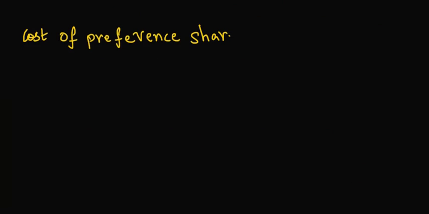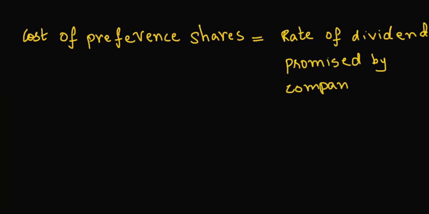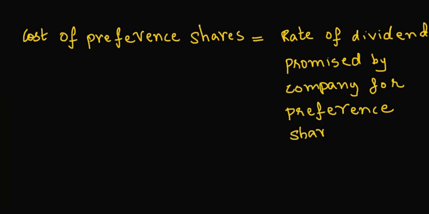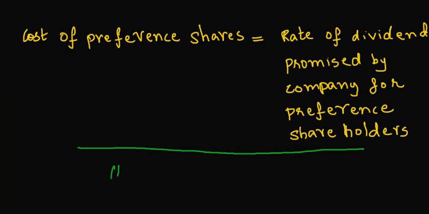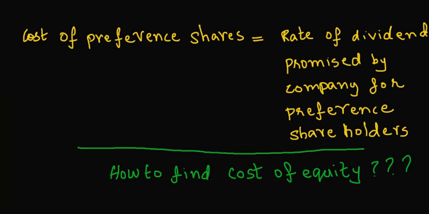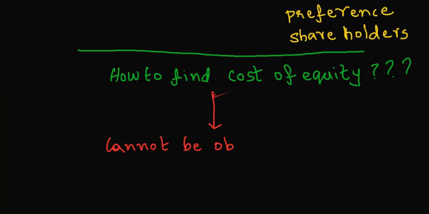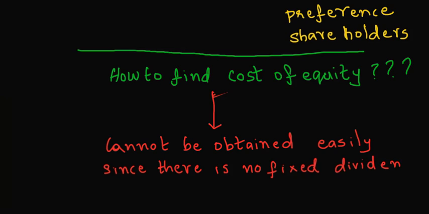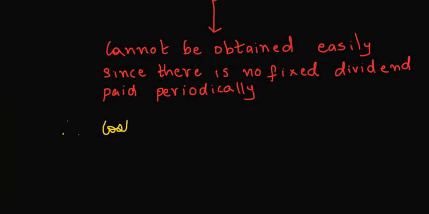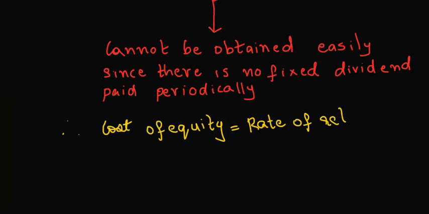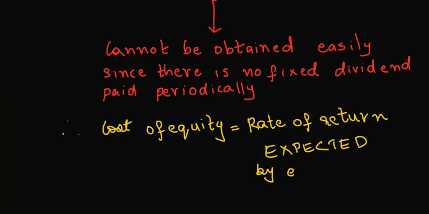Cost of raising money through issue of preference shares is the actual rate of dividend promised by the company for those preference shares. Now, how to find the cost of equity share capital? This is very difficult to compute since equity shareholders are not paid a fixed set of returns periodically. Hence, cost of equity is assumed to be the rate of return most assuredly expected by the shareholders.